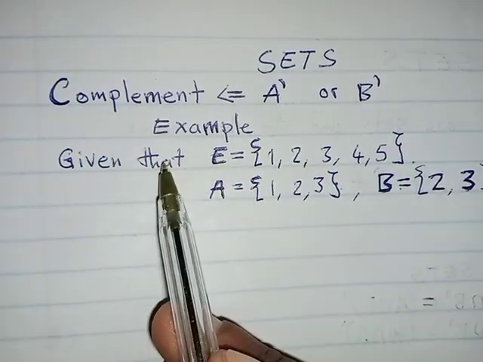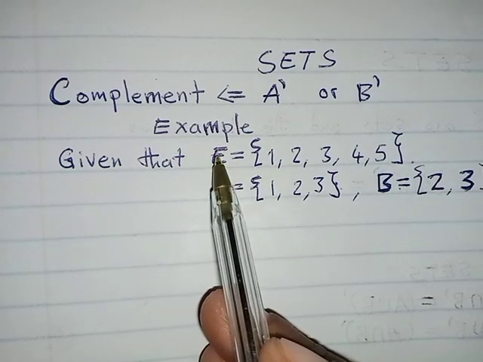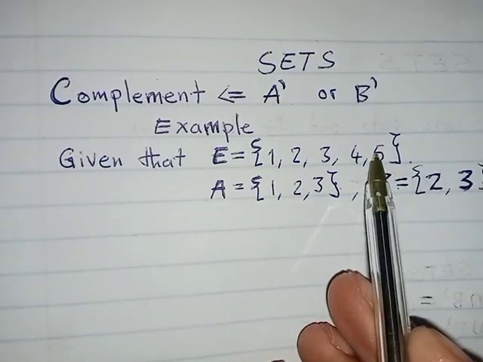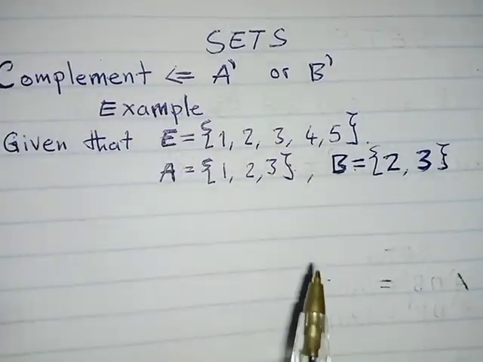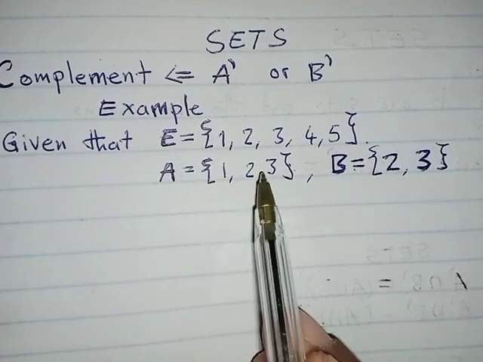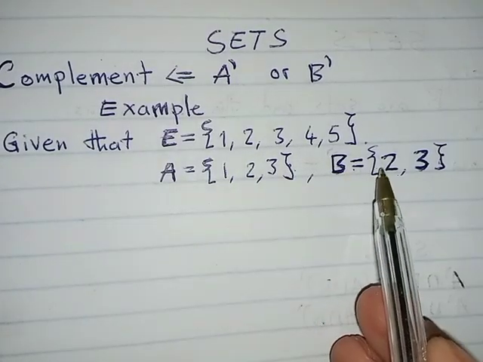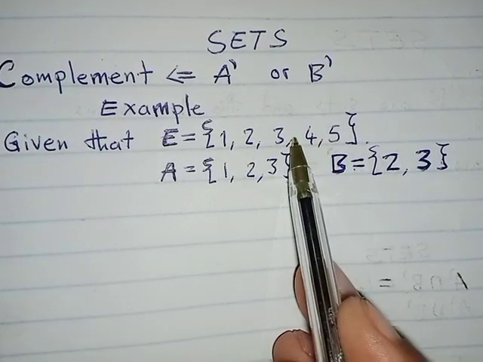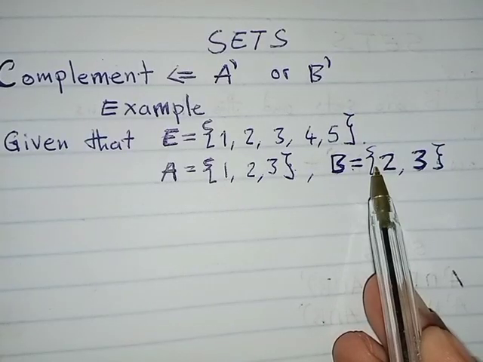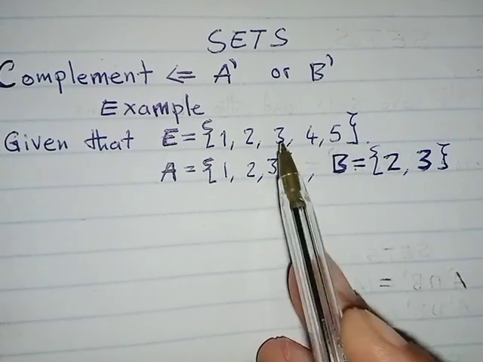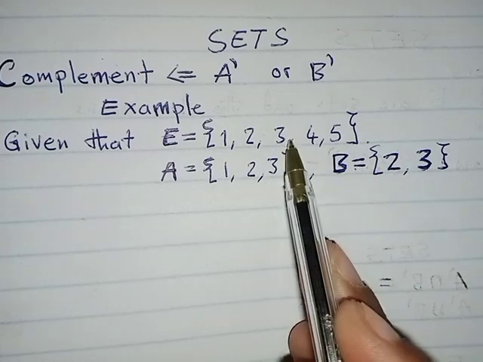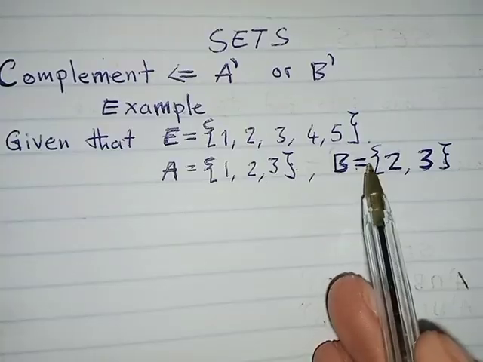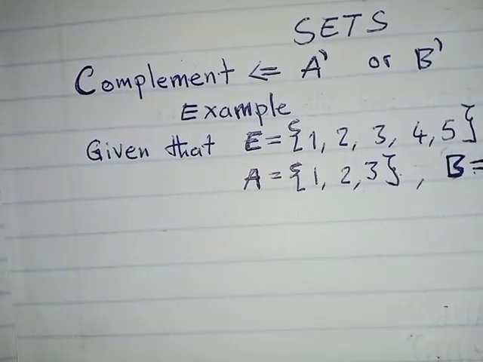To understand this, let us consider this example. We are given the universal set, which has elements 1, 2, 3, 4, 5. Then we are given set A with elements 1, 2, 3, and set B has elements 2, 3. This universal set is the mother set, and it is a set which has these smaller sets. So set A is in the universal set, and also set B is in the universal set. A belongs to set E, and also B belongs to set E, like that.